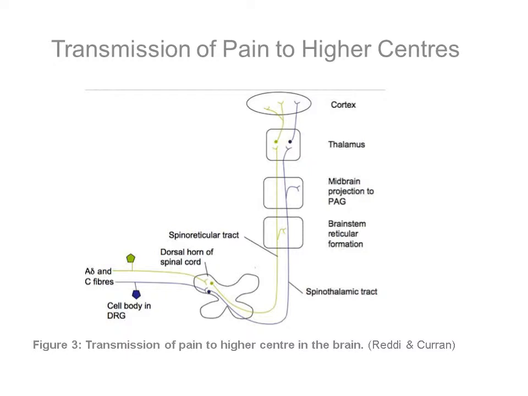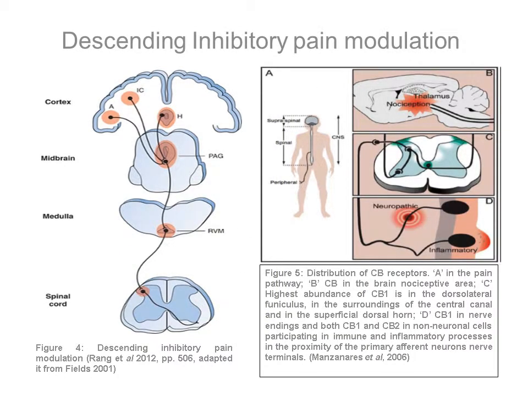A delta fibers and C fibers transmit pain stimuli to the dorsal horn of the spinal cord, which then relays the impulse via the spinothalamic tract to the cortex for higher processing. The cortex then activates several descending pain control pathways. GABA is one of the descending pain pathways which inhibit the excitatory transmission that originated in the nociceptors.